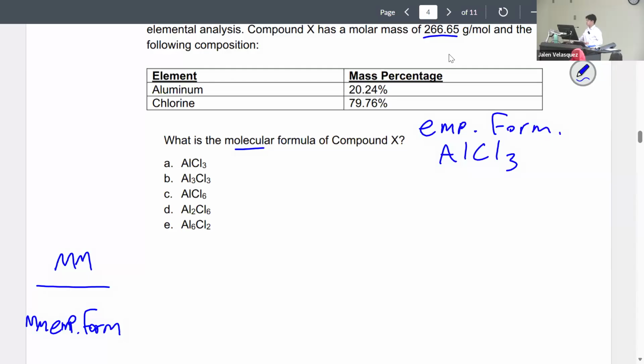Okay, so that's why we had to first figure out the empirical formula in order to do this division here. When you divide these numbers, whatever your quotient is, you're going to multiply that number to every subscript in the empirical formula, and that will give you the molecular formula. So what's my molar mass here?